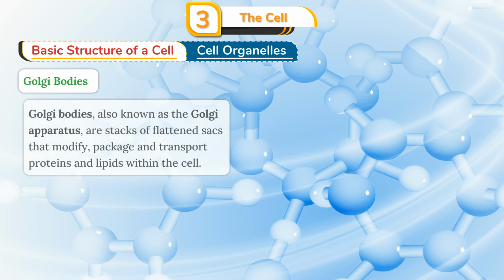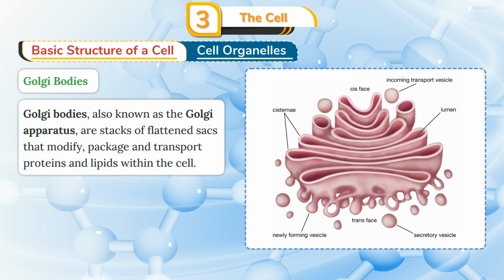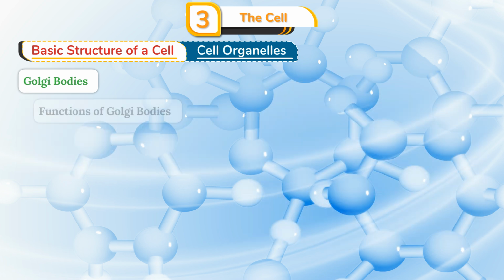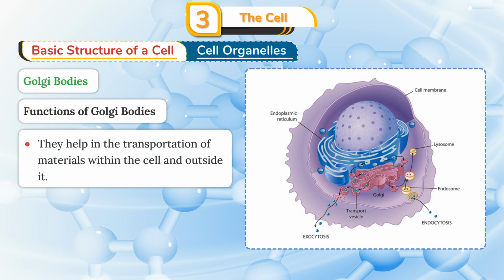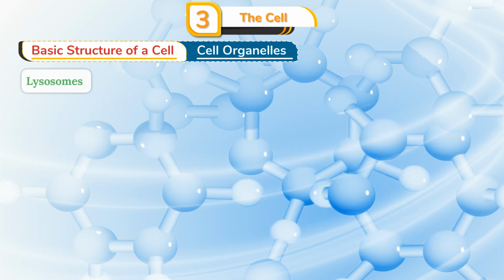Golgi bodies. Golgi bodies, also known as the Golgi apparatus, are stacks of flattened sacs that modify, package and transport proteins and lipids within the cell. Functions of Golgi bodies. They secrete certain substances and help in the synthesis of the cell wall in plant cells. They help in the transportation of materials within the cell and outside it.